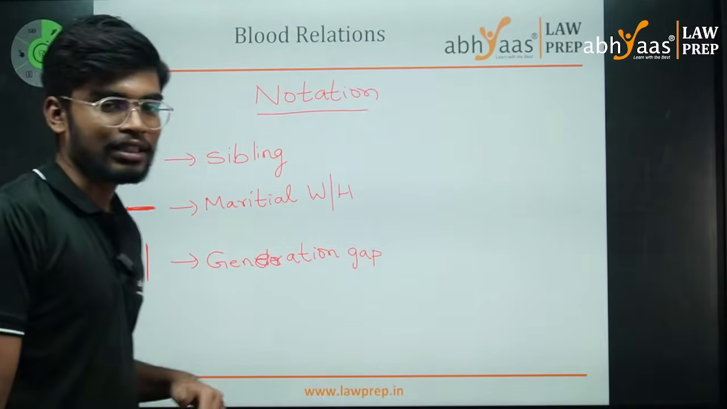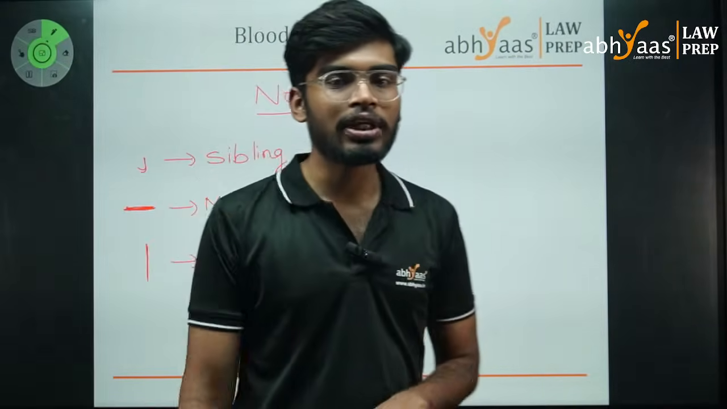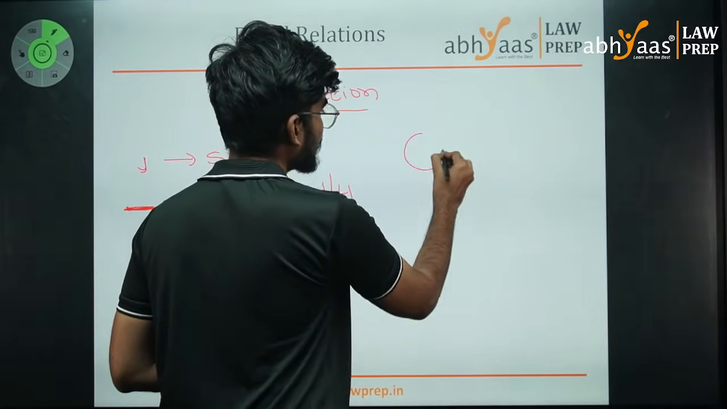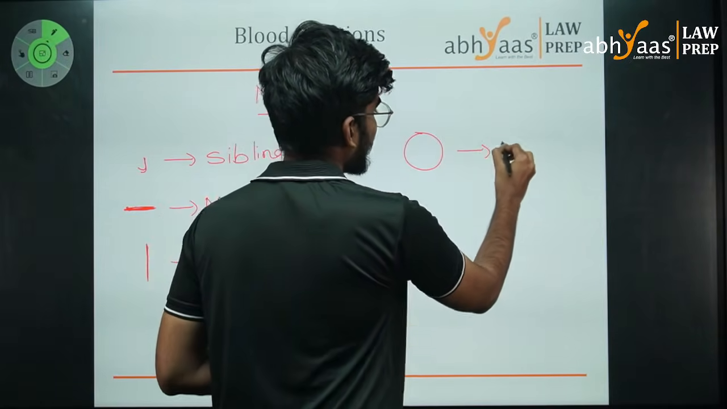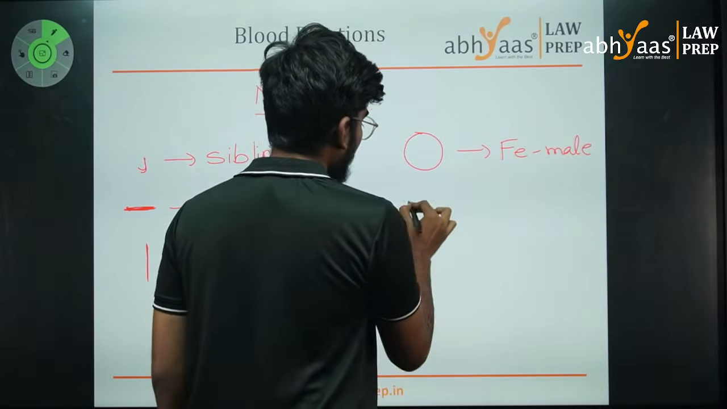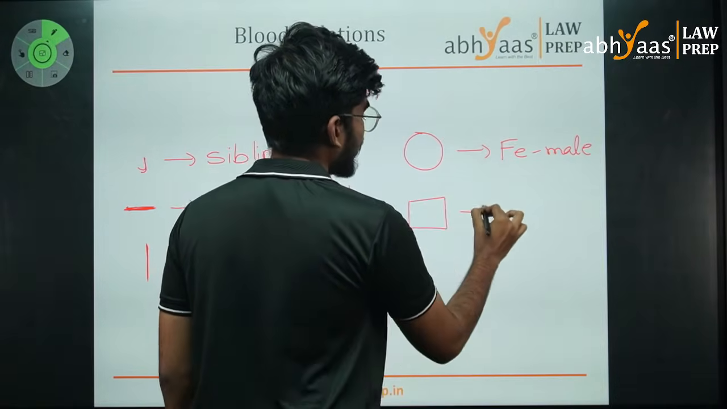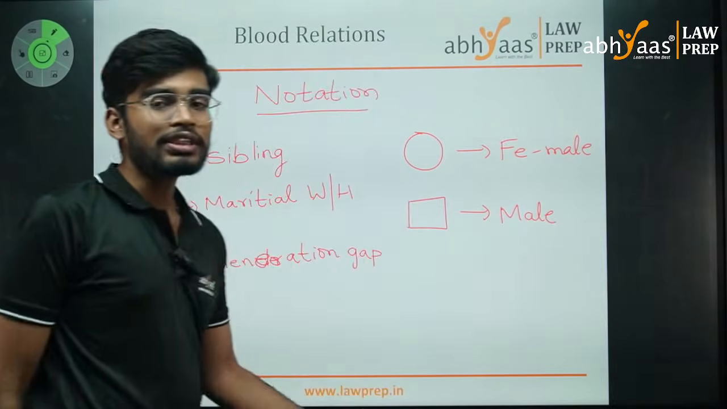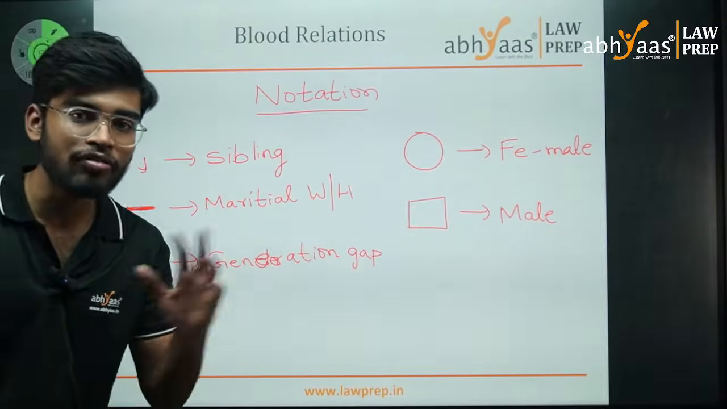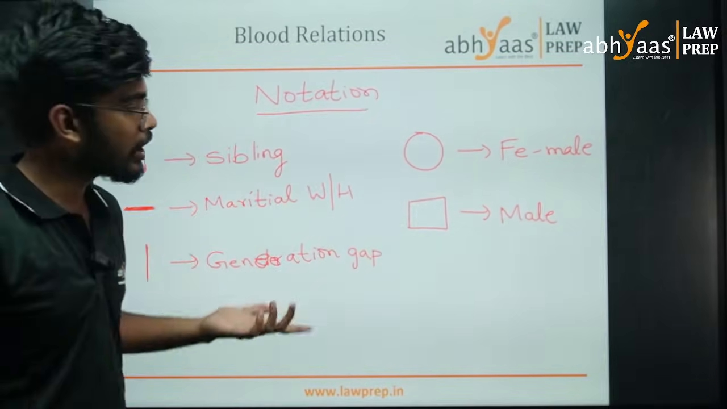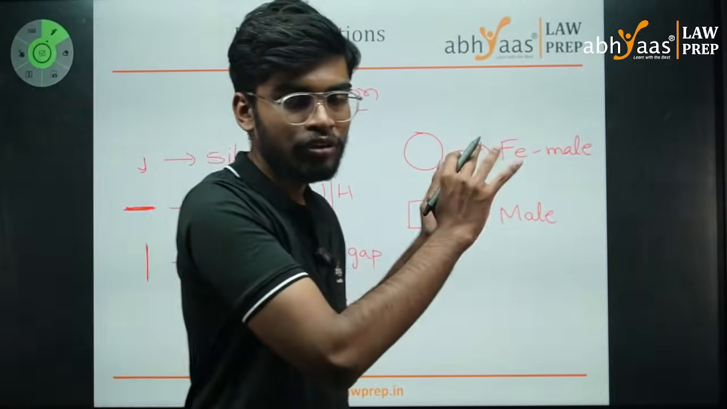Okay. Next, what is left? Male and female. See, in my notation, a circle indicates that it is a female. Similarly, a square indicates that it is a male. Now, how to use this? Say, for example, if A is a sister of B and B is the brother of C, how do I write it? It's just a small example before going to solve the questions.